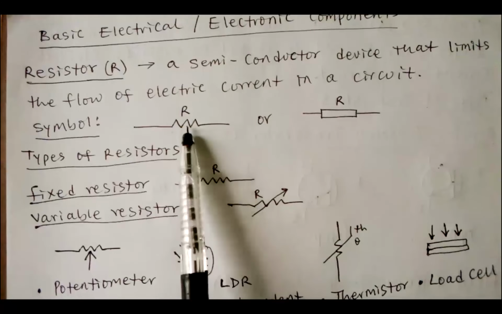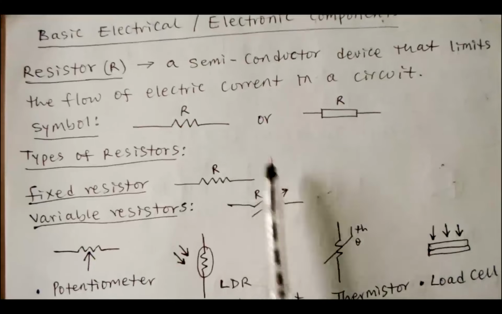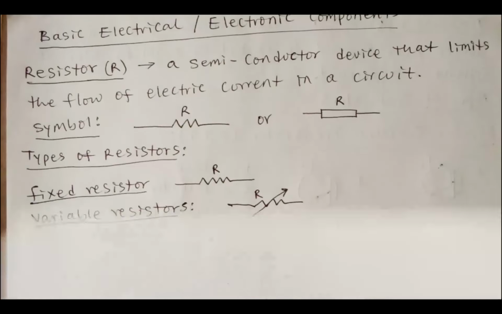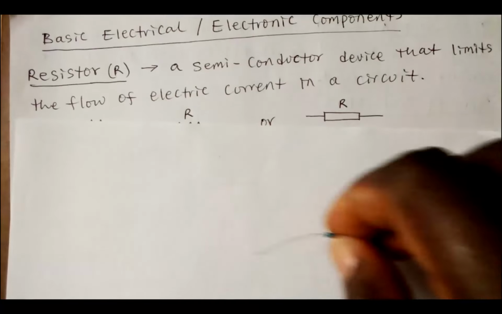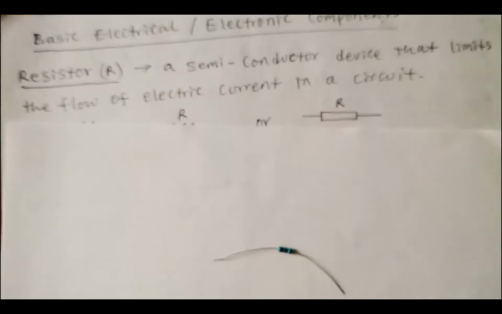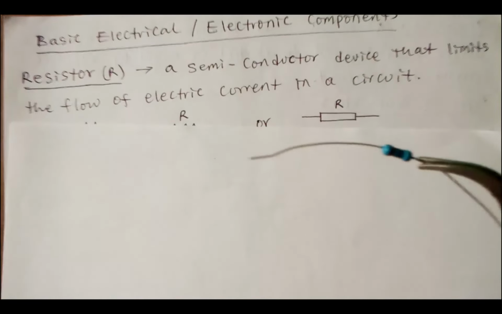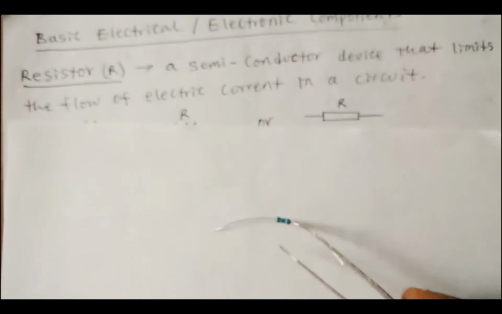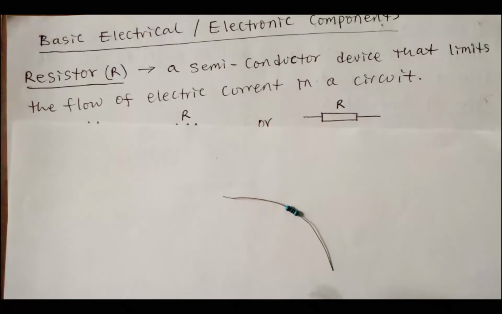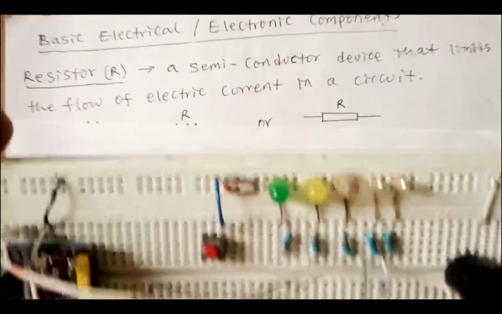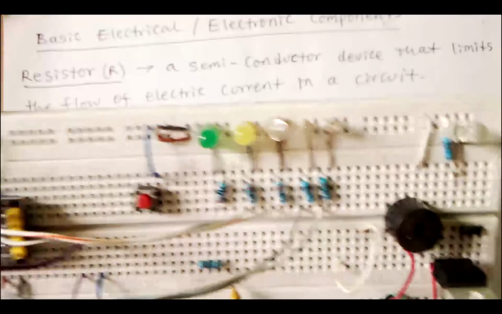So what are their symbols? Any of these symbols you can use. They are symbols of a resistor. Let's look at how resistors look. Here we have a resistor. So you can see where we use resistors here. These are resistors.